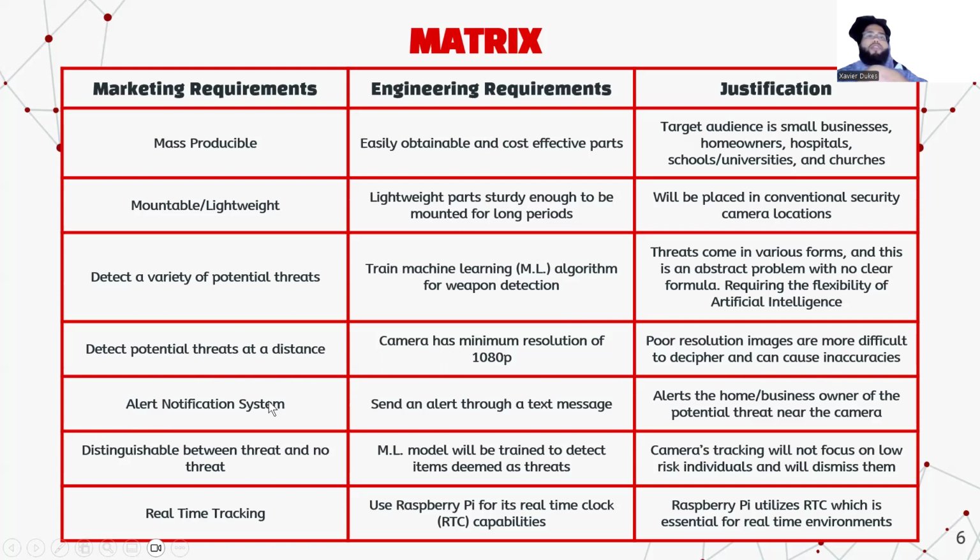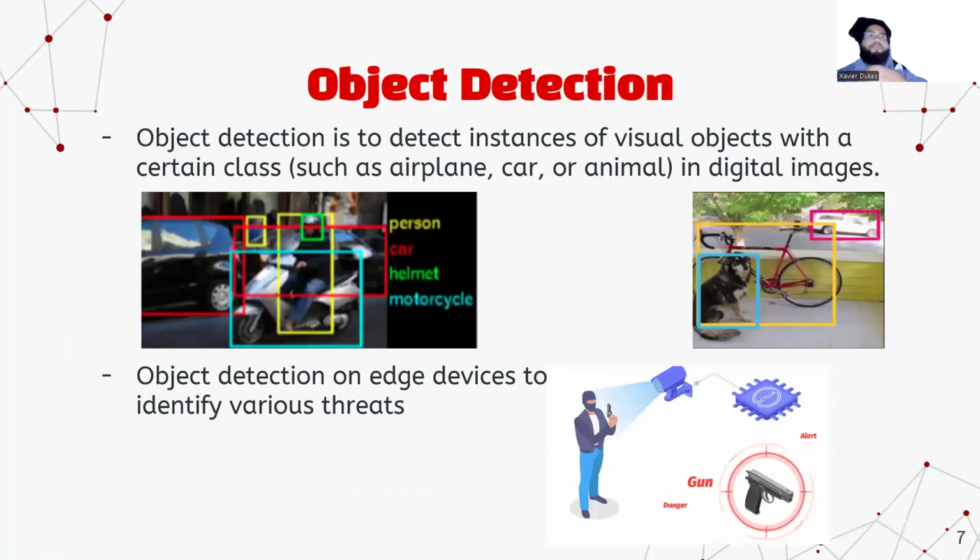We have the alert notification system, so we send a text message, and then we need to be able to distinguish between threat and non-threat. This is just based off the data that we feed into the model. Then, of course, the most essential, the real-time tracking. We use the Raspberry Pi for its real-time clock, its RTC capabilities, and it's just essential in a real-time environment where instant response is needed.